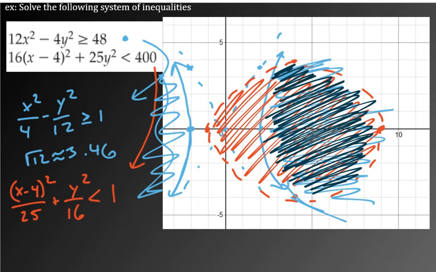So, solving systems of inequalities with these is still the same old thing we've done. It's just a little harder because the graphs are a little more complicated, and shading can be a little bit more tricky, I think, especially for the ellipse. But basically, you can just test a number, and that's the easiest way to do it.